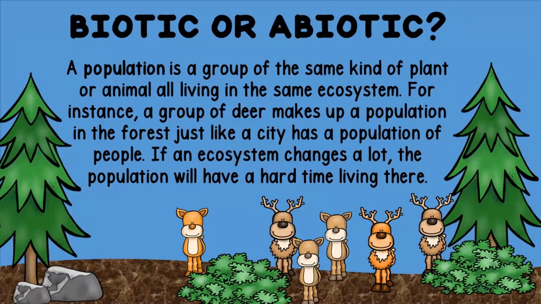A population is a group of the same kind of plant or animal all living in the same ecosystem. For example, a group of deer makes up a population in the forest, just like a city has a population of people. If an ecosystem changes a lot, the population will have a hard time living there.